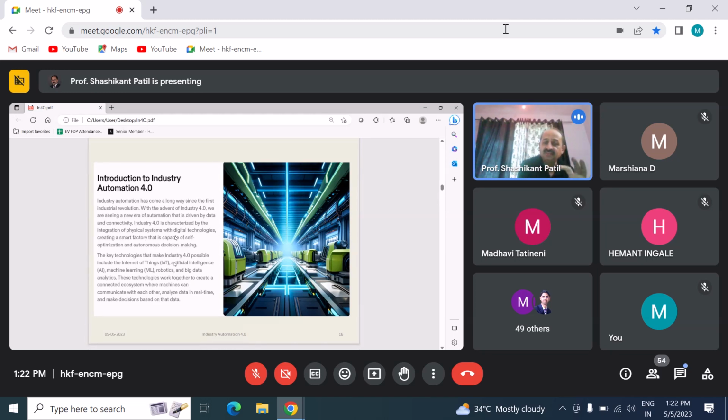So this Industry 4.0 system is also doing optimization. Optimization is a separate area where I can deliver a one-hour lecture, because you have to use your resources optimally, so that your efficiency will improve, everything will improve.